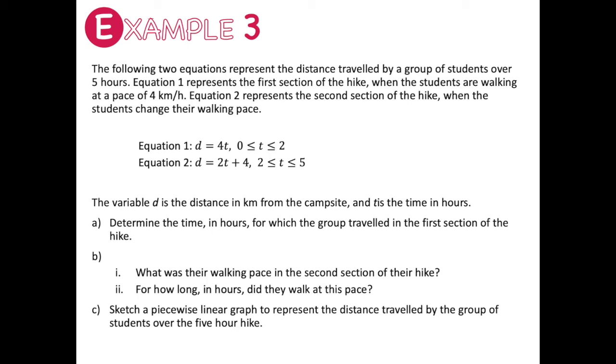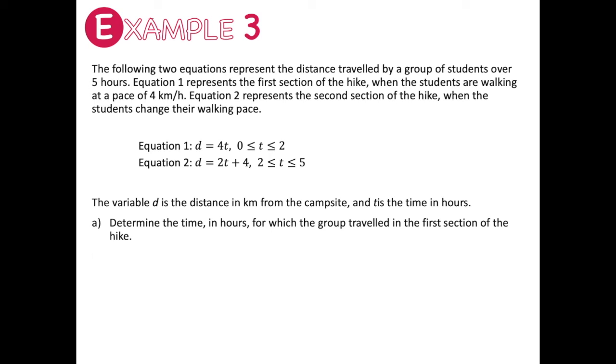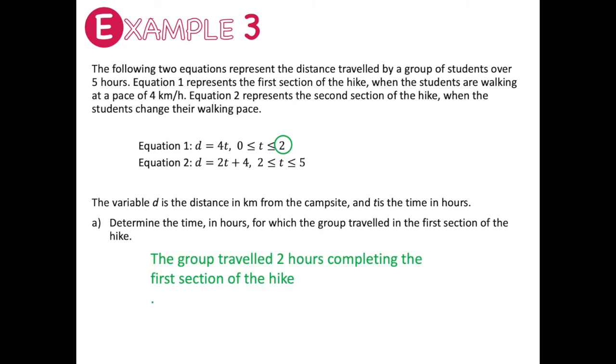So looking at part A, to determine the time in hours for the group that traveled for the first section, we can have a look at our limitation off to the side, and we can see that the time for the first equation is between 0 and 2. So that means they started at 0 hours and went up to 2 hours. So the group traveled for 2 hours, completing the first section of the hike.